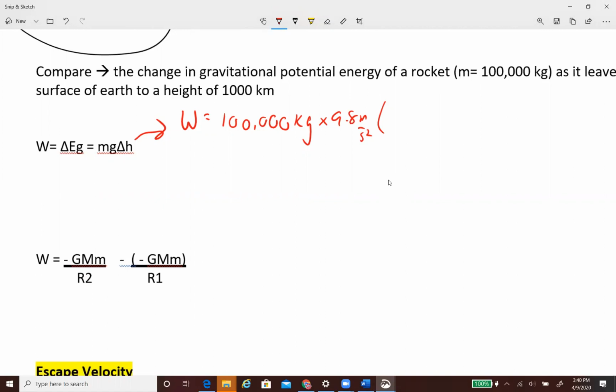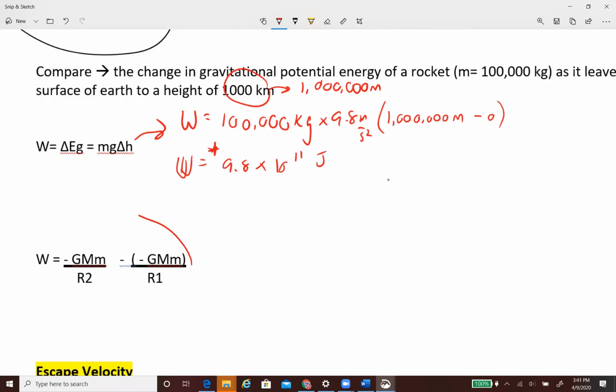So 1,000 kilometers is actually going to be 1 million meters, right? So I'm going to convert this to meters. So h2 is 1,000,000, and h1 is 0. So in this case, the amount of work done is going to be 9.8 times 10 to the 11 joules. And it's positive because we're doing work against gravity, okay?